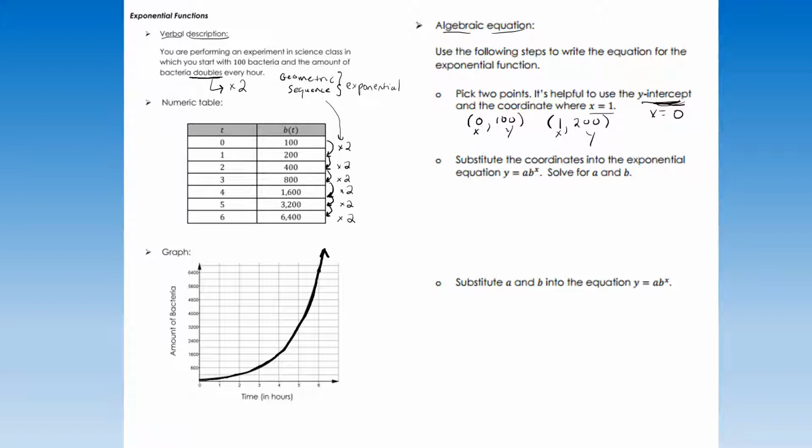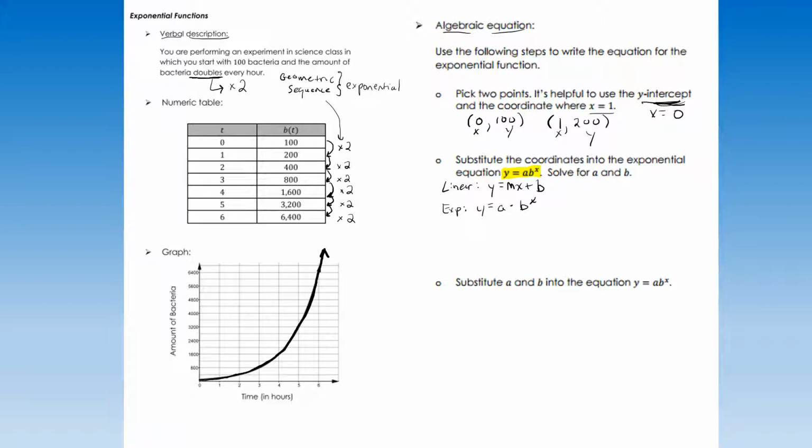Now, just like linear equations have a specific equation that we use, exponential equations also have a specific equation. And it's this: y equals a times b to the x power. This is why we call this an exponential function, because x is an exponent for this function. Just like linear functions use y equals mx plus b, exponential functions use the equation y equals a times b to the x power.